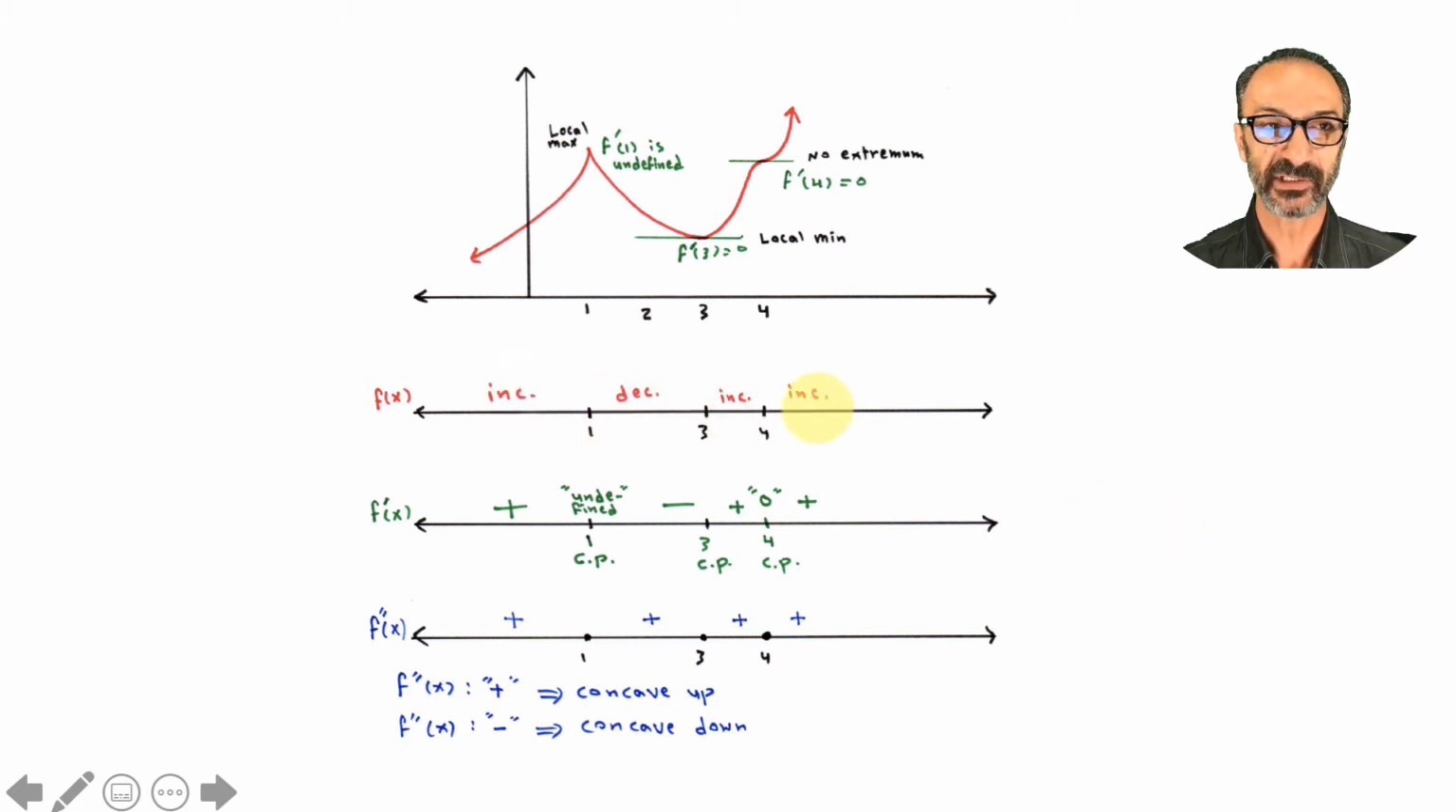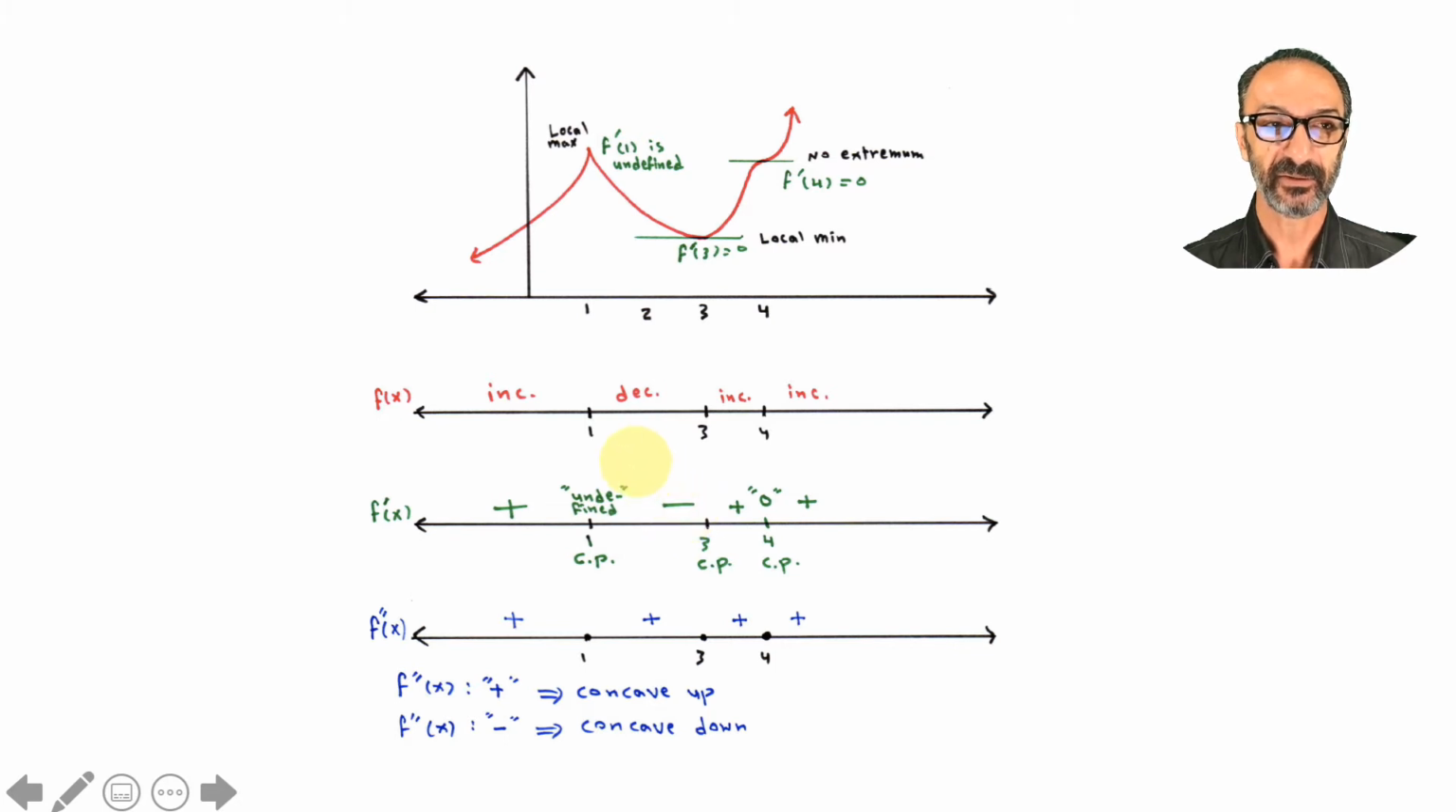Increasing, decreasing, increasing, increasing. Yes, I can see that. Look at f prime. I don't have the function here, it's notes. F prime is positive. That agrees with the word increasing. F prime at 1 is undefined. Critical point. F prime between 1 and 3 is negative.